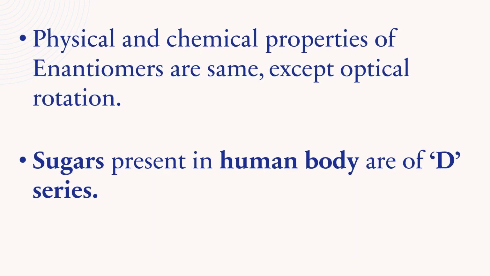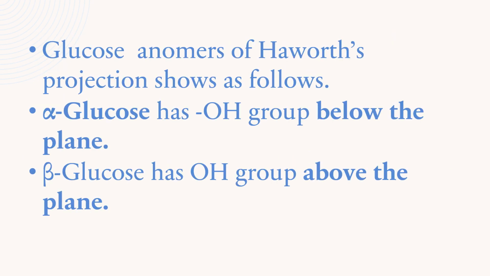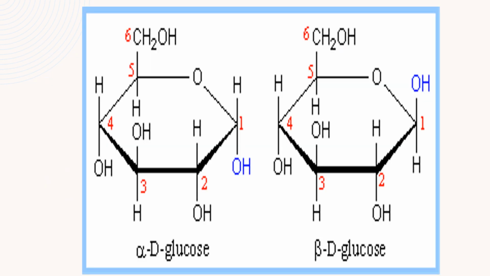Physical and chemical properties of enantiomers are the same except optical rotation. Sugars present in the human body are of the D series. Glucose anomers in Haworth's projection are shown as follows. Alpha glucose has the OH group below the plane and beta glucose has the OH group above the plane. See, in alpha D glucose the OH is below the plane and in beta D glucose the OH is above the plane.